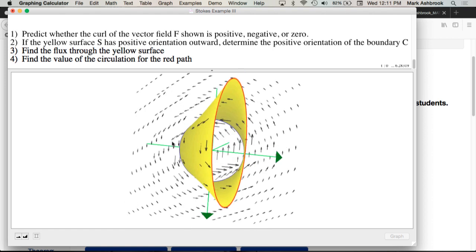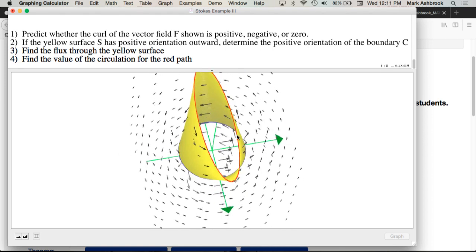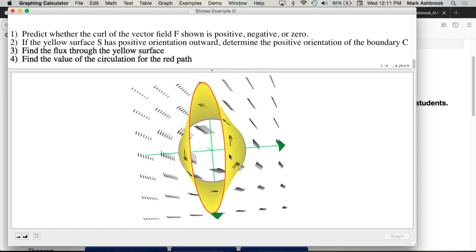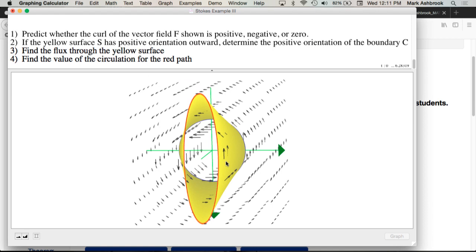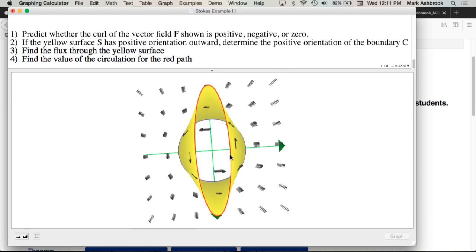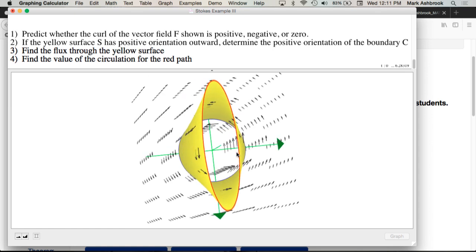Let's give a good view of this here. That's a pretty good view. So what do you think? Do you think that the curl of this vector field is positive, negative, or 0? This is looking down, right? All the z components of F are 0. What do you think? Positive, negative, or 0?